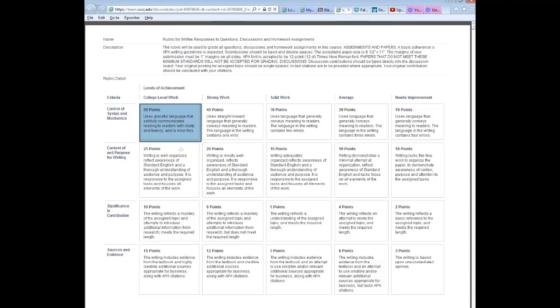In the next section is where your content becomes important. Remember the first reading of your paper? Well, if I find that you have included all the required elements and that your paper is well organized, you will receive all 25 points in this section. And the points are reduced as evidence of lack of organization becomes more obvious. Now, in the significance of contribution area, you are expected to write on a college level and to prove that you have mastered the topics that we've discussed in the paper. It is not enough to recite the textbook.